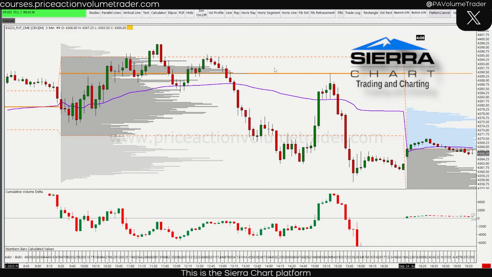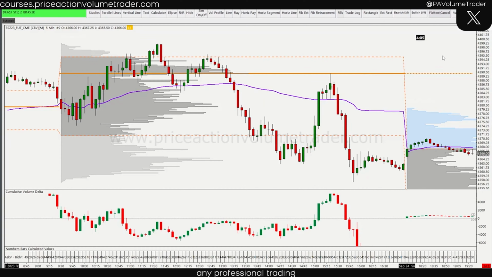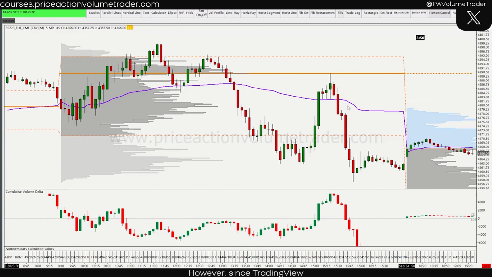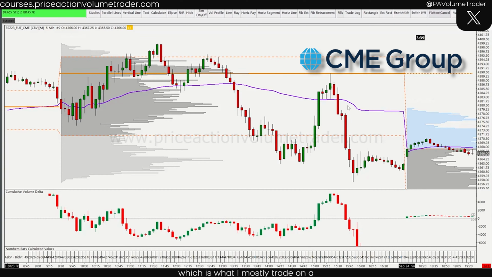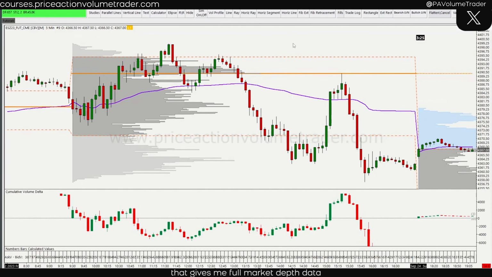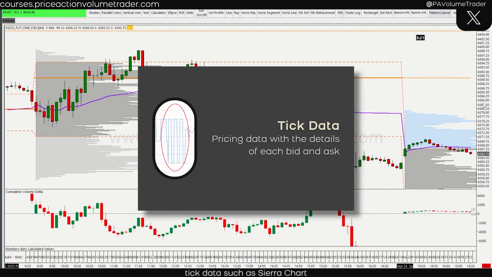This is the Sierra Chart platform, but pretty much any professional trading platform that you use is going to have a CVD indicator. And before you ask, TradingView, there are some custom indicators made for it. However, since TradingView doesn't really have true tick data, specifically talking about CME futures, which is what I mostly trade on a day trading basis, I don't really use any of those indicators on TradingView. I don't really trust it. I like to use it on a platform that gives me full market depth data, tick data, such as Sierra Chart.